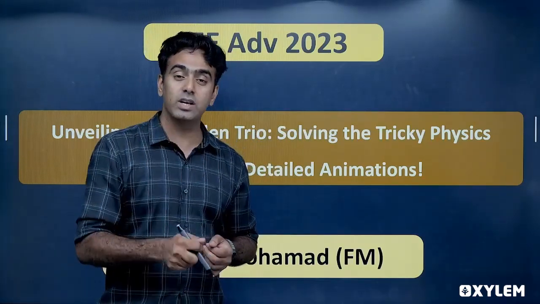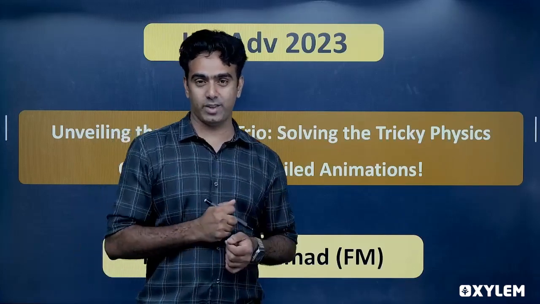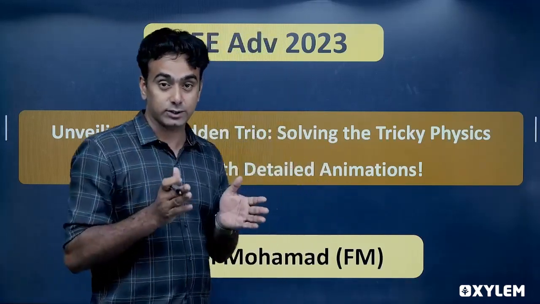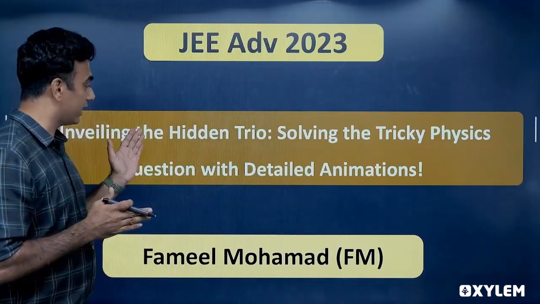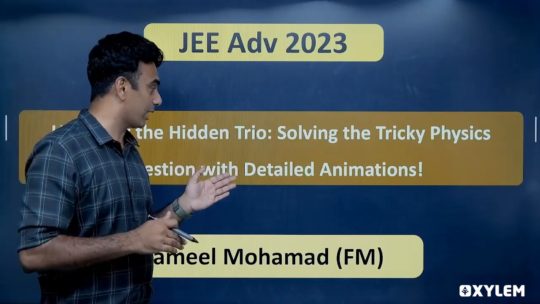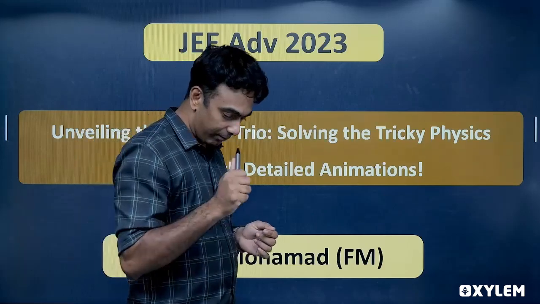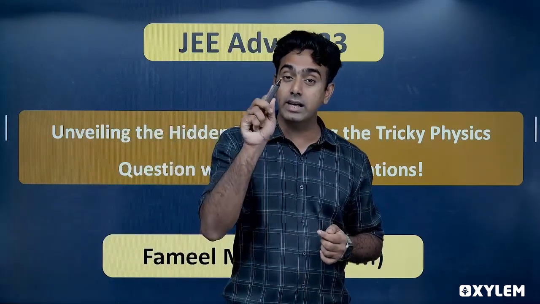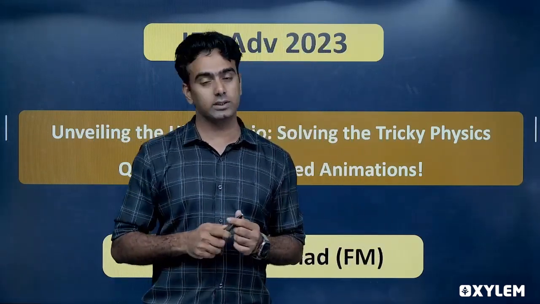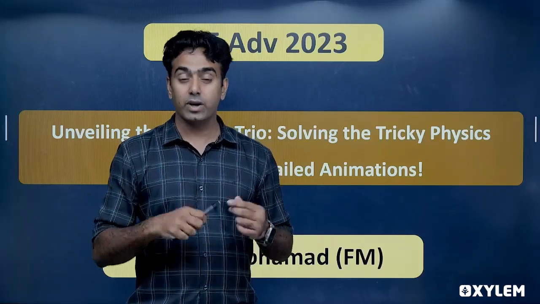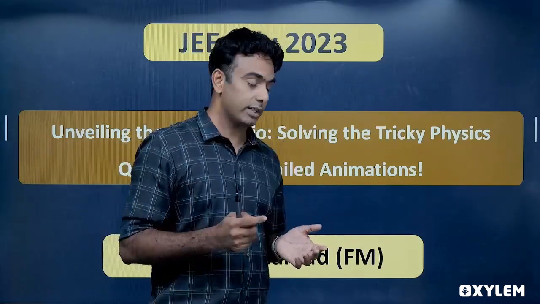And the third one is this particular question. Actually, in this question, what is unveiling the hidden trio? I will explain the trio, solving the tricky physics question with detailed animations. See, it's an integer answer type question. Okay, what is the peculiarity of such questions?